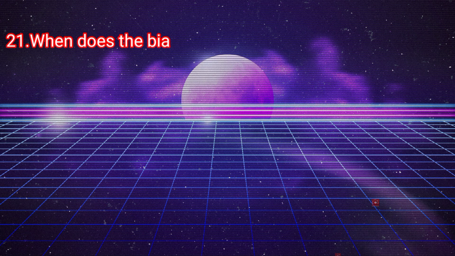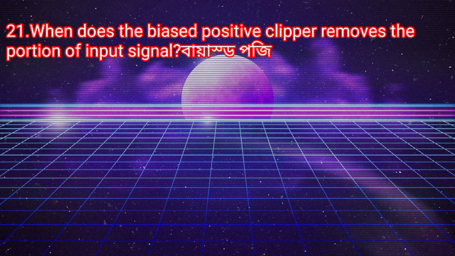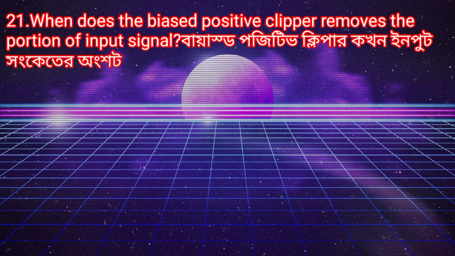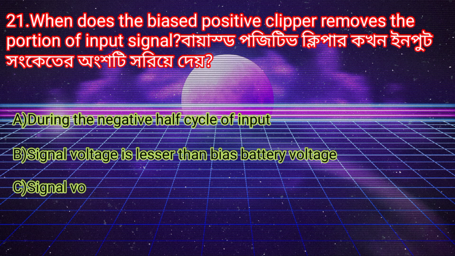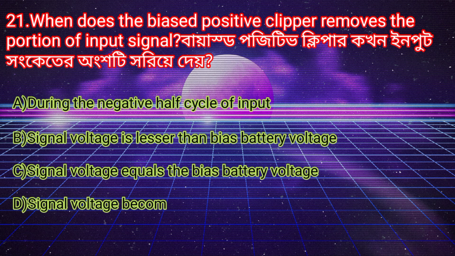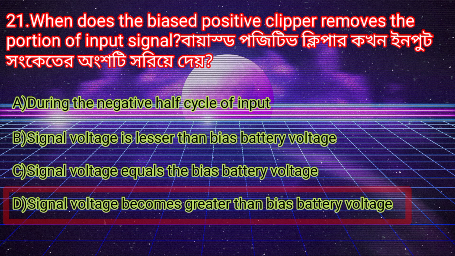When does the biased positive clipper remove the portion of input signal? Option A during the negative half cycle of input. Option B signal voltage is lesser than bias battery voltage. Option C signal voltage equals the bias battery voltage. Option D signal voltage becomes greater than bias battery voltage. উত্তর হবে অপশন ডি সিগন্যাল ভোল্টেজ becomes greater than bias battery voltage.